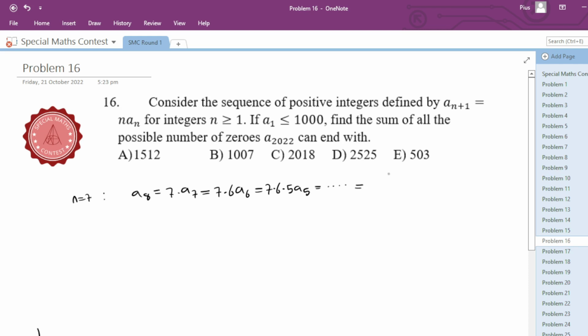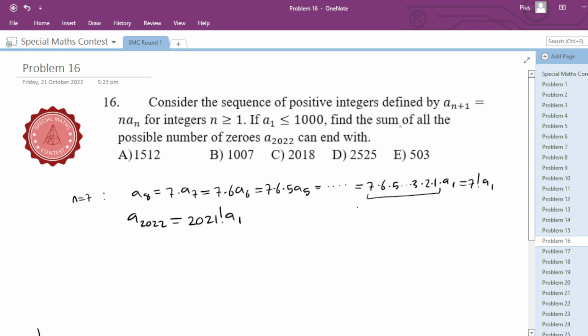So we can continue like this all the way until n is equal to 1. The ending portion is going to look like 1 times a1. And if you observe, this is just equal to 7 factorial times a1. So as a matter of fact, if we start from 7, we have a8, so it's just one step behind. In particular, we're interested in a2022, which will now be equivalent to 2021 downwards, so that's 2021 factorial times a1.